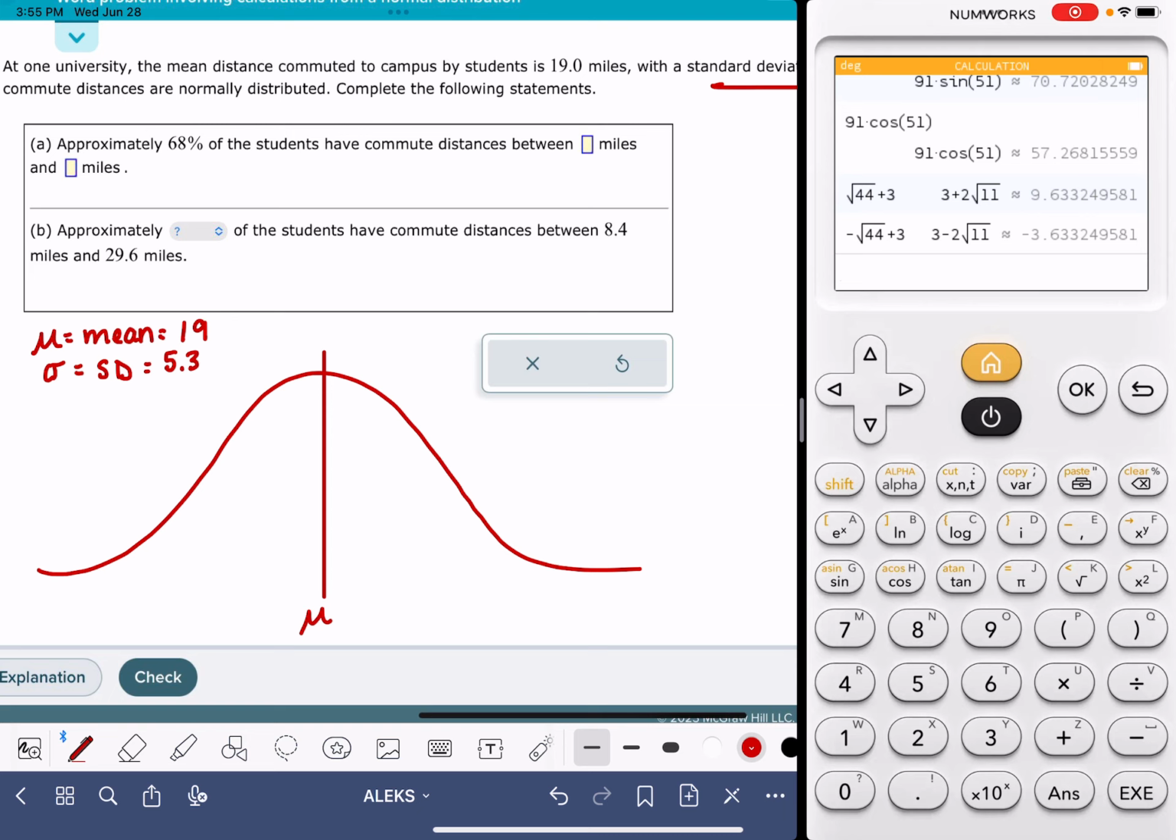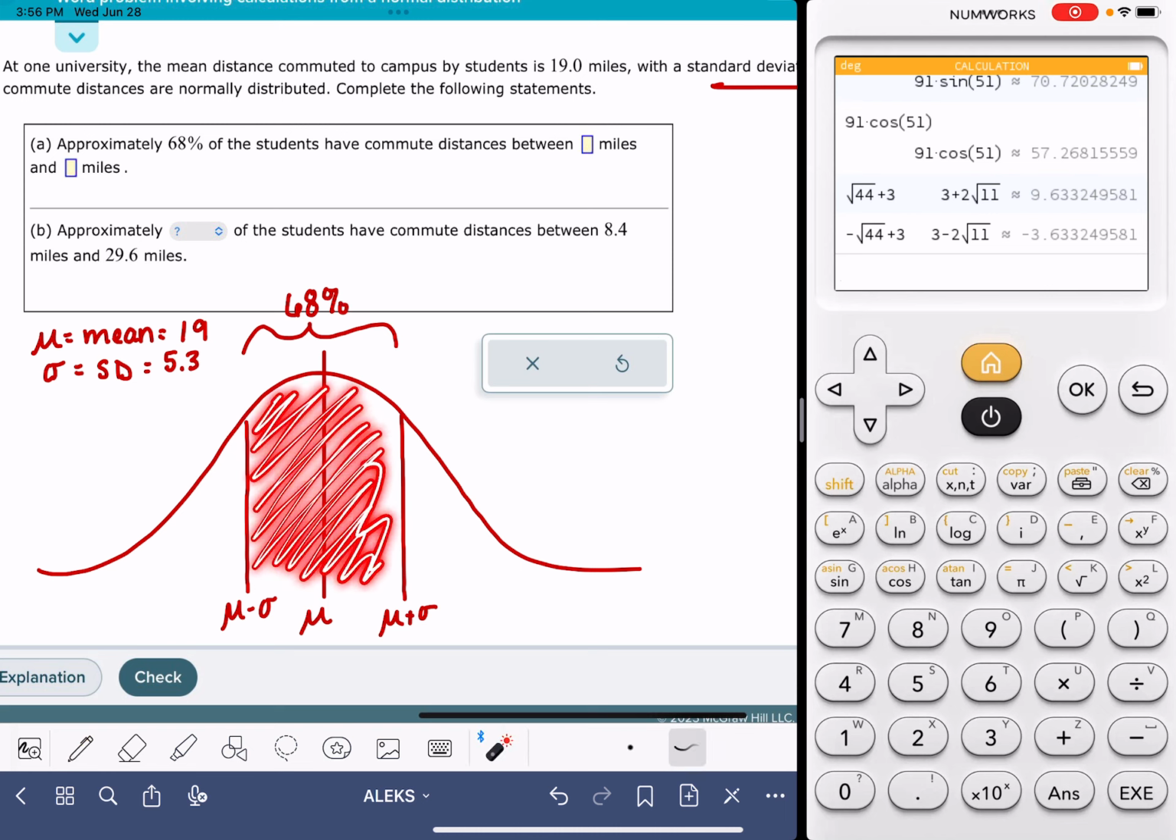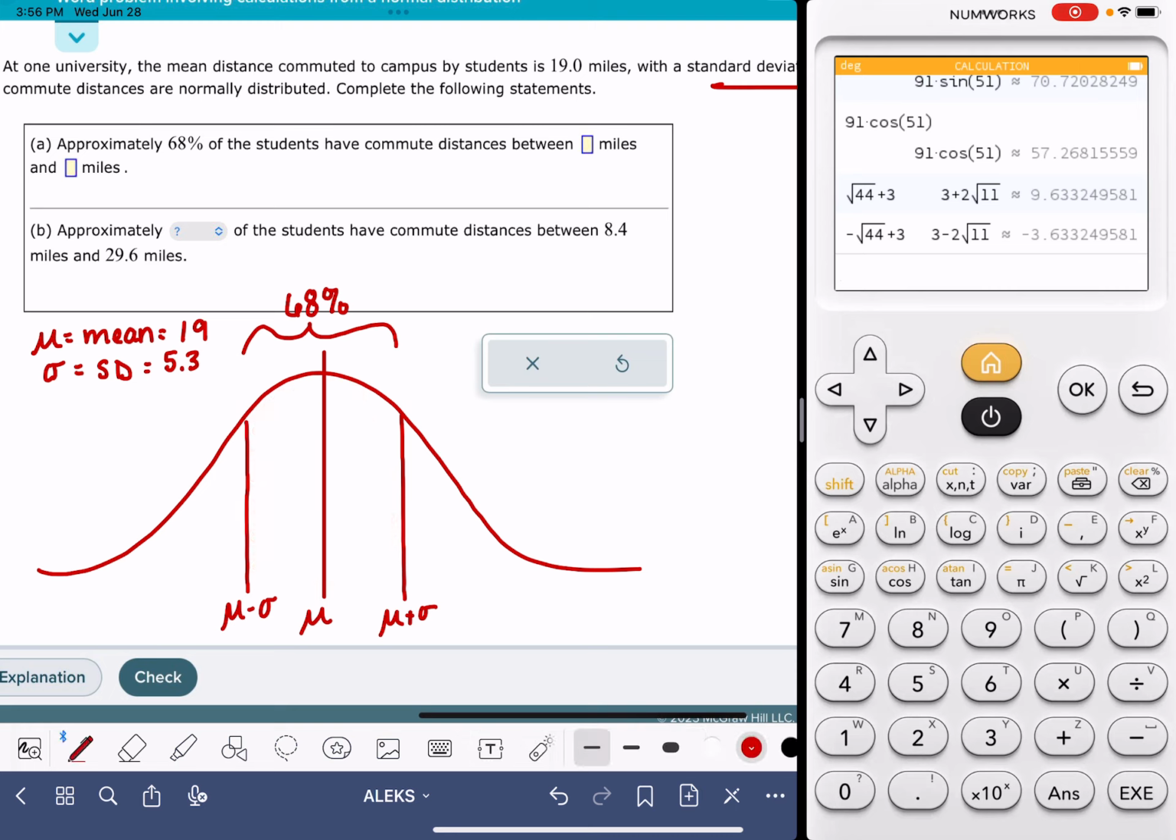So we know for normally distributed data, 68% of the data falls within one standard deviation above or below the mean. So right here at this point, which is going to be the mean plus one standard deviation, and this point, the mean minus one standard deviation. This range represents 68% of the data. So again, 68% of the data points are going to fall in this area, one standard deviation above or below.